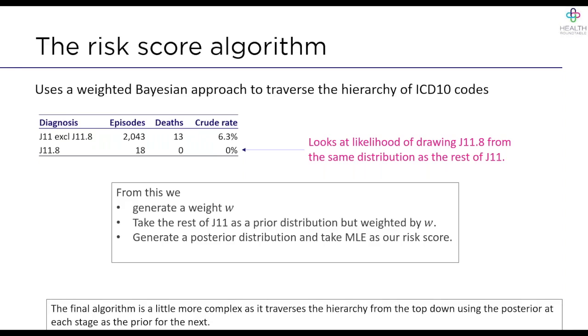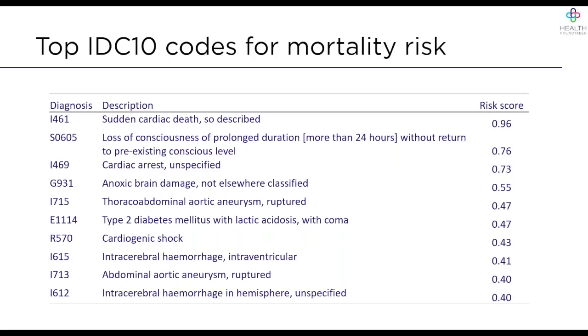The final algorithm that we use is a little bit more complex than that because it traverses the hierarchy from the top down and in each case uses the posterior at each stage as the prior for the next. But that's the general idea: essentially using as much information as we have available when we can.